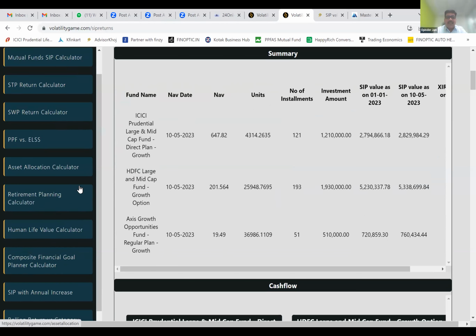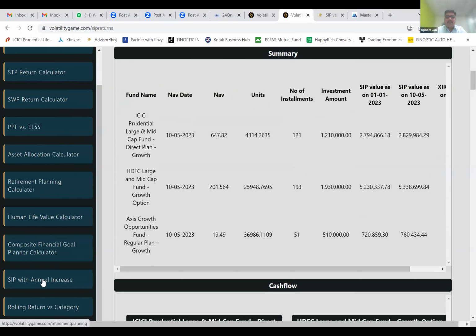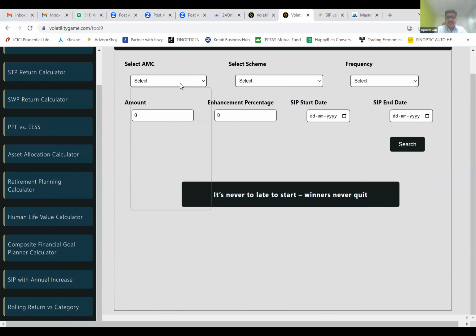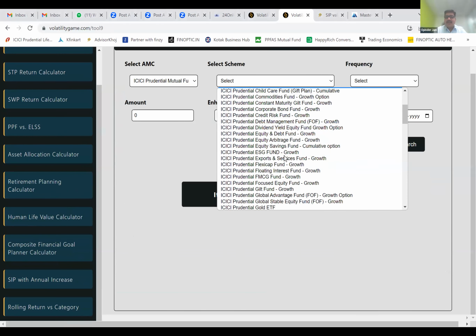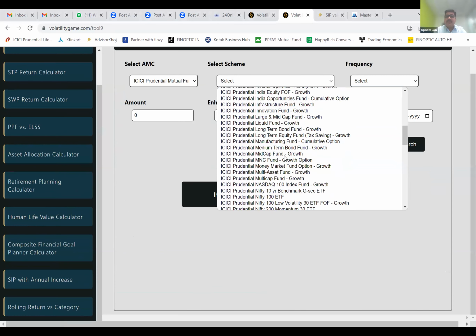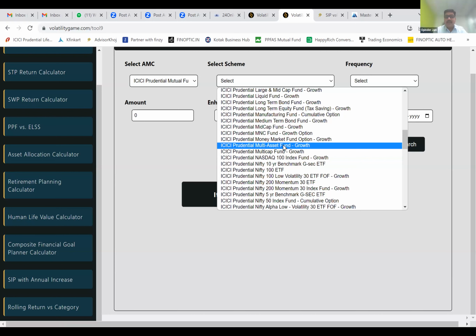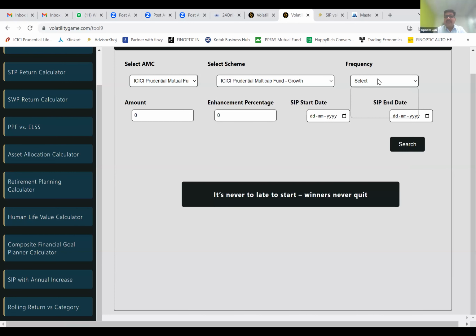Now we have another one, which I was talking about: SIP with an annual increase. Let's take the same fund, or any other fund. We'll go with the multi-cap fund. We select the frequency as monthly, that's the SIP, and an amount of the same 10,000. We're taking an enhancement of 10%, and again 10 years.